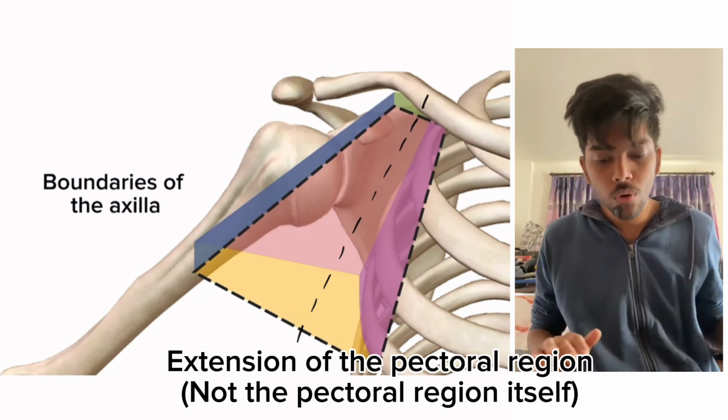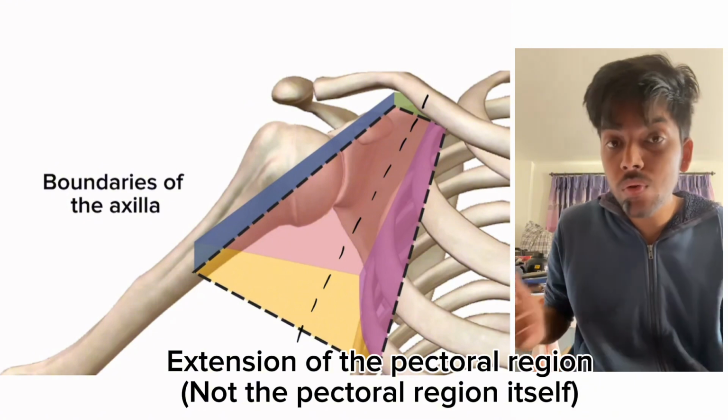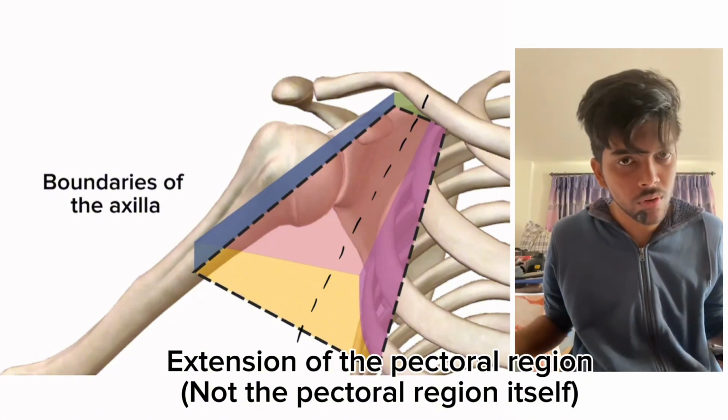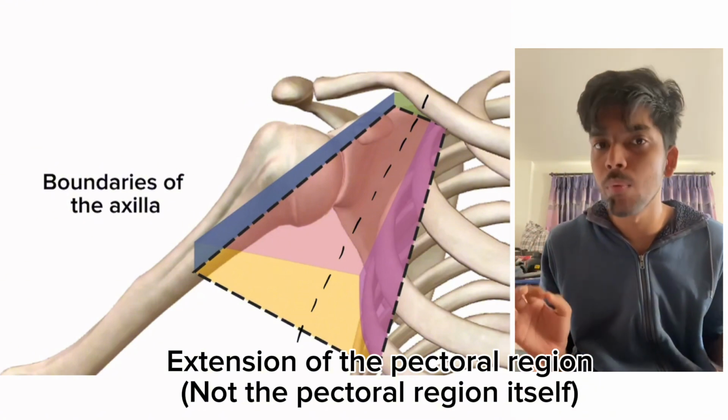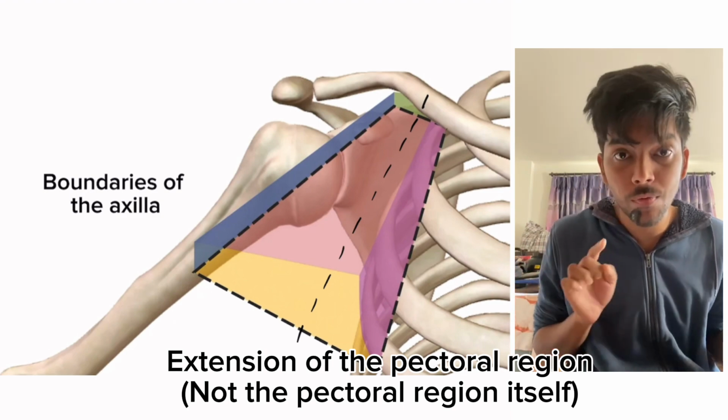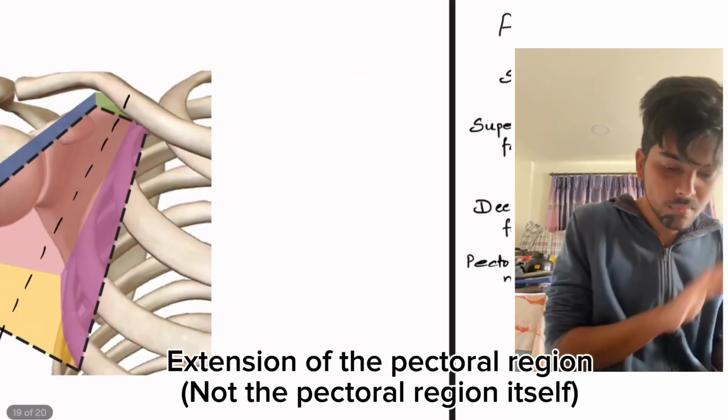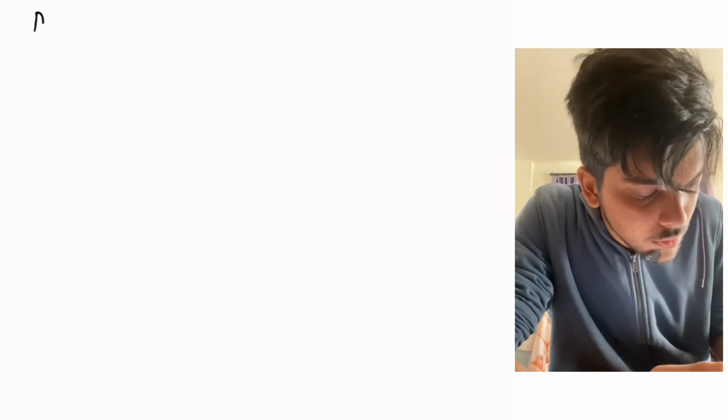And if you don't know what pectoral region is composed of or what are the various layers of pectoral region, I already have a video uploaded on that. So check it out before looking at this. Okay, so what is the anterior wall composed of?